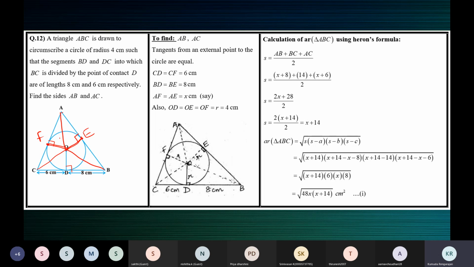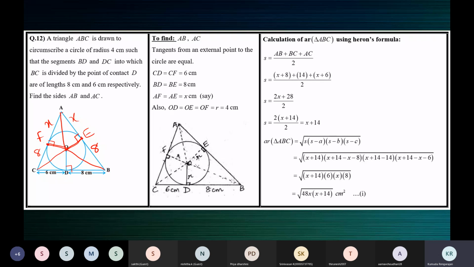So now, if BD is 8, BE is 8. If CD is 8, CF is 8. CF is 8 because CD is 8. BD is 8, BE is 8. Now we don't know AF or AE, but we know that AF is equal to AE. So we'll call it x.